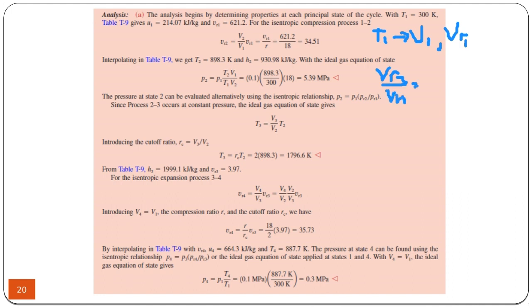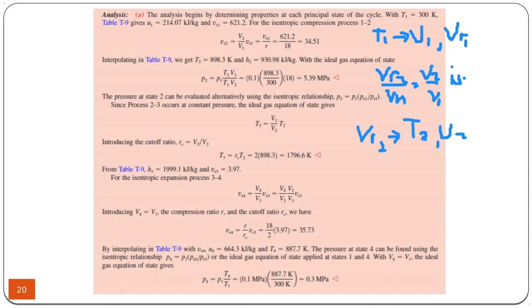from V2 over V1, because it's an isentropic compression. And once we find the VR2, we can find the temperature 2 and U2. So these are the temperature and internal energies at the end of the compression process. Meanwhile, we can also calculate the pressure at the state 2, at the end of the compression process.